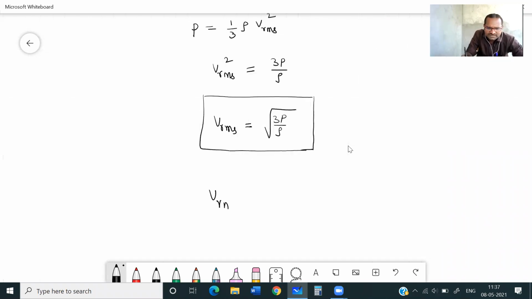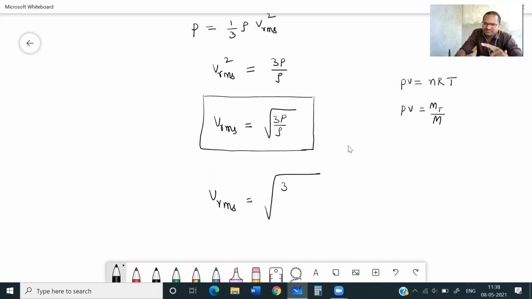Or we can write this one like this: VRMS is equal to the square root of 3. See here, we know PV is equal to nRT. We know this formula, correct? What is n? Number of moles means mass of gas upon molecular mass. So total mass of gas divided by molecular weight gives the number of moles, into RT.